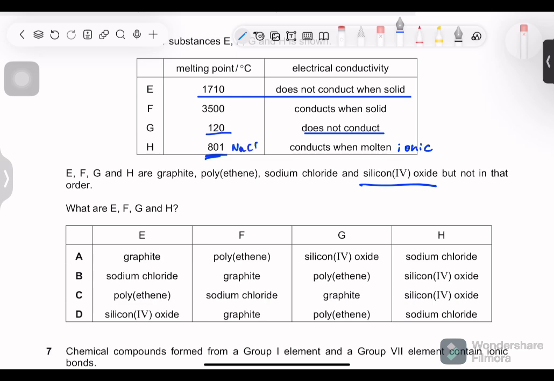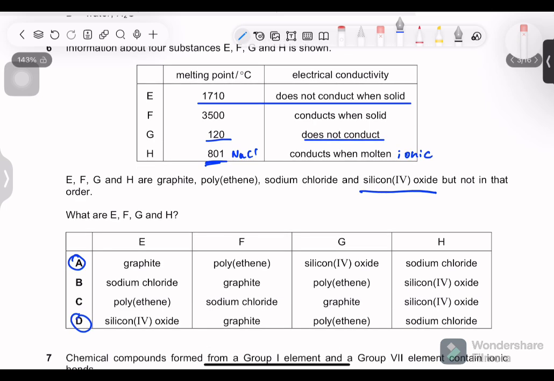H is NaCl in only the last option and A. So either A or D is the correct answer. And E we decided should be silicon oxide, because it cannot be graphite, because graphite conducts electricity. That is why we use it in electrolysis. So graphite is not the correct answer.